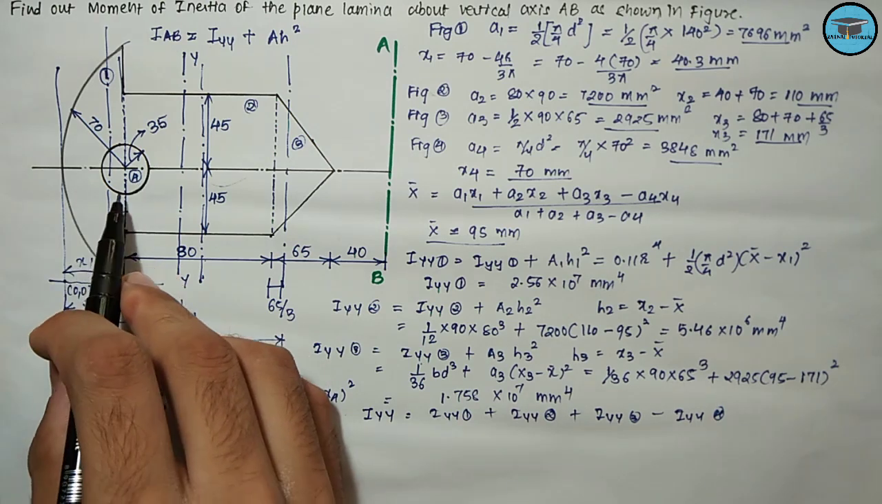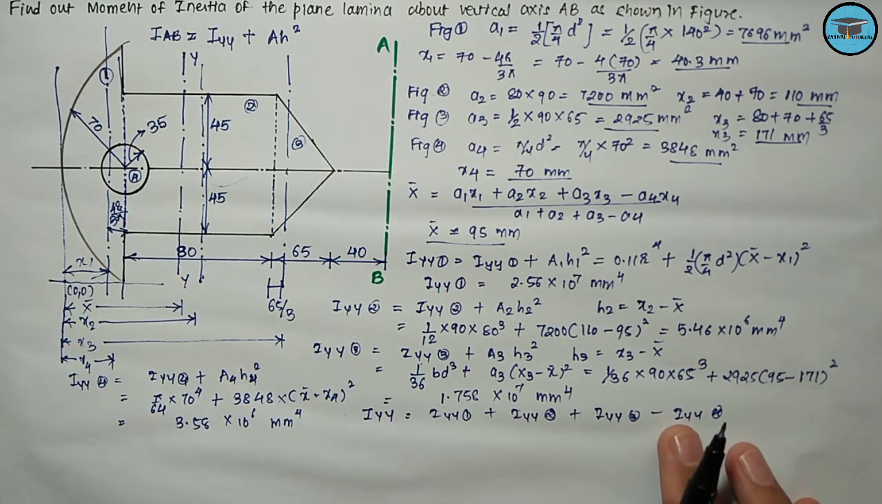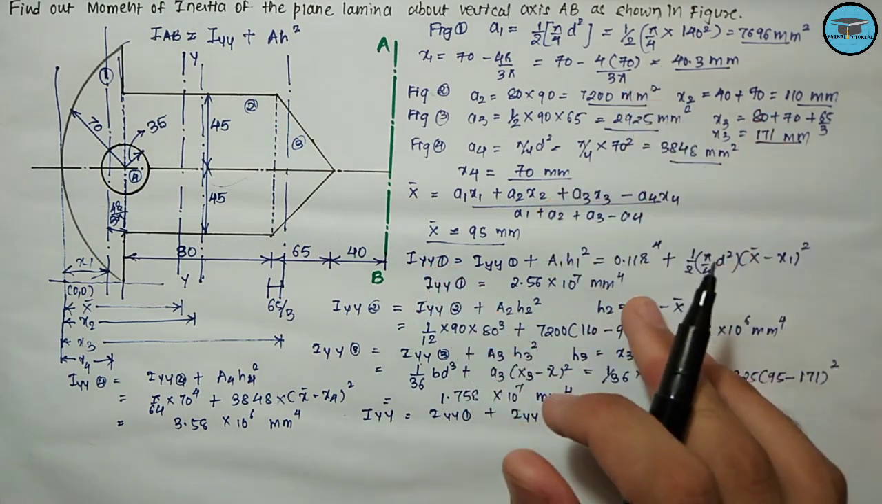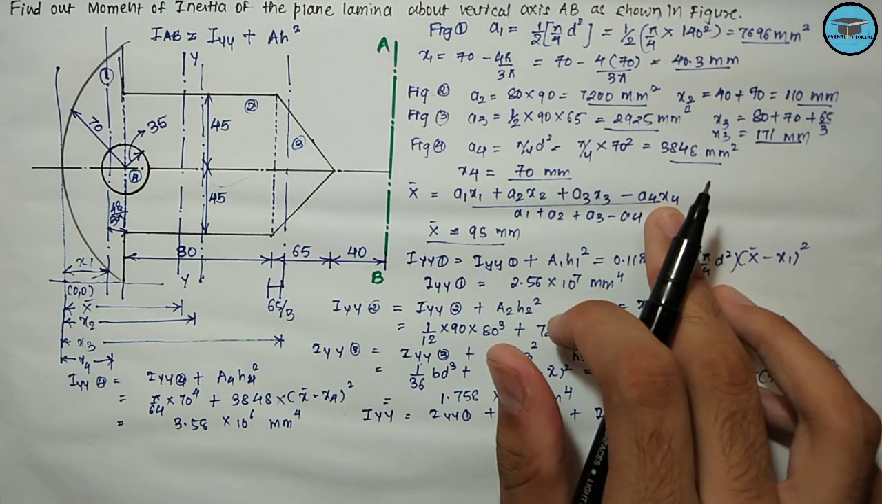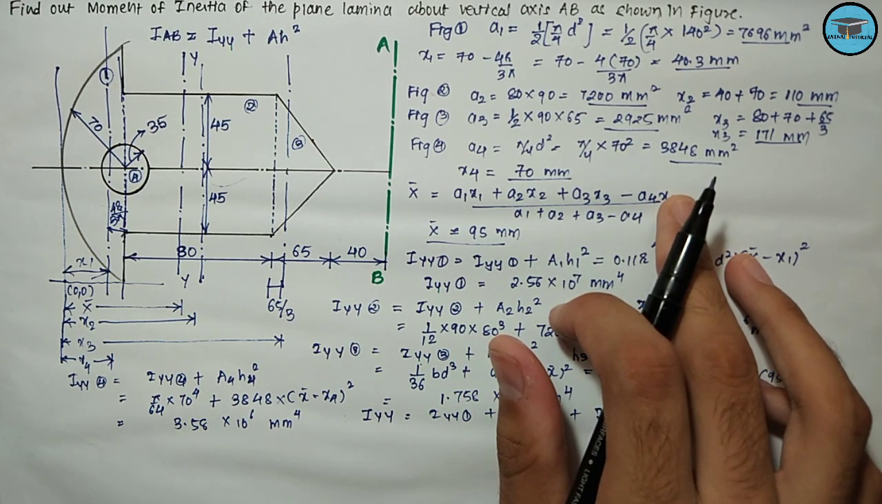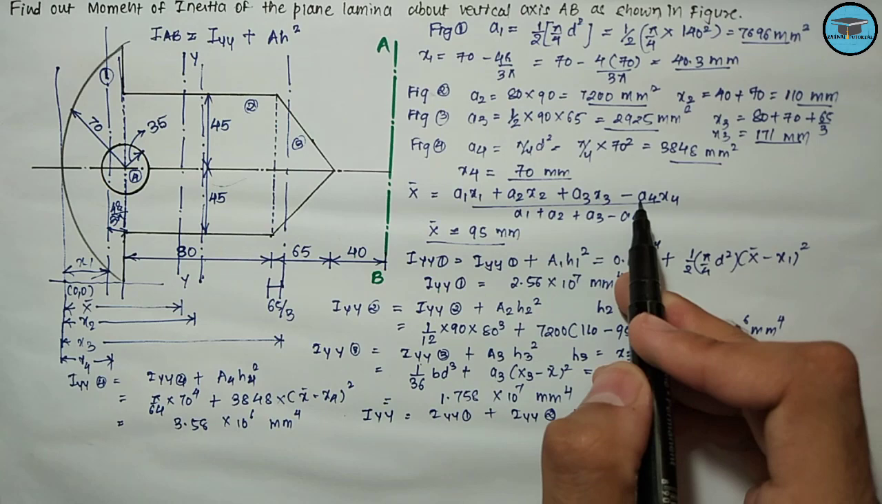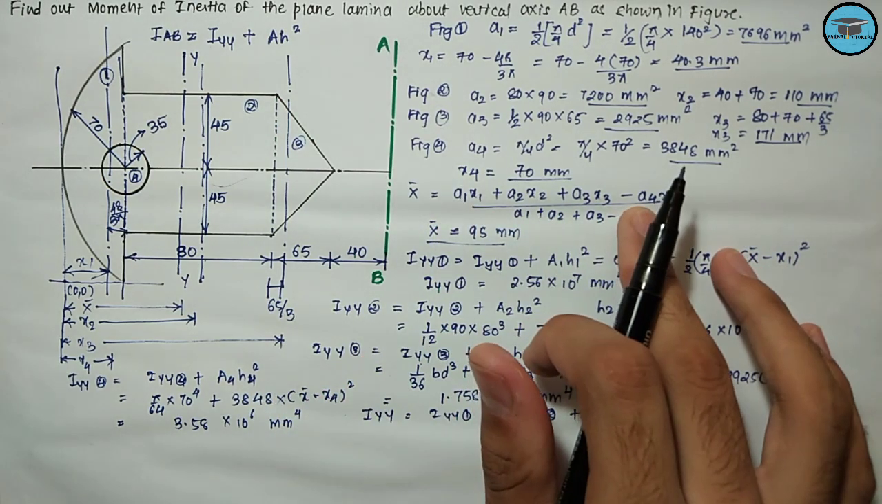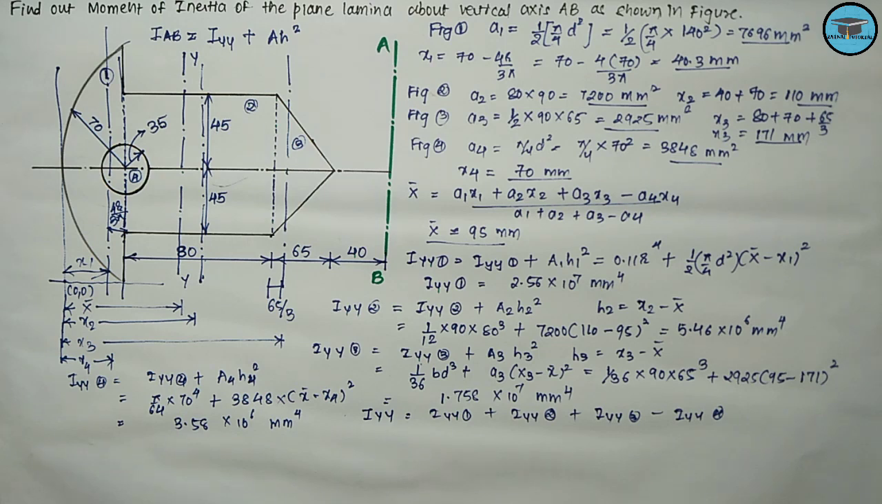Whenever there is a cut or there is a hole present, we need to subtract from the total moment of inertia only. Similarly, here also whenever there is a cut or there is a hole, we need to subtract this much amount, that is the product of the area and the distance of the centroid from the origin, from the total value. Okay, that we need to remember.